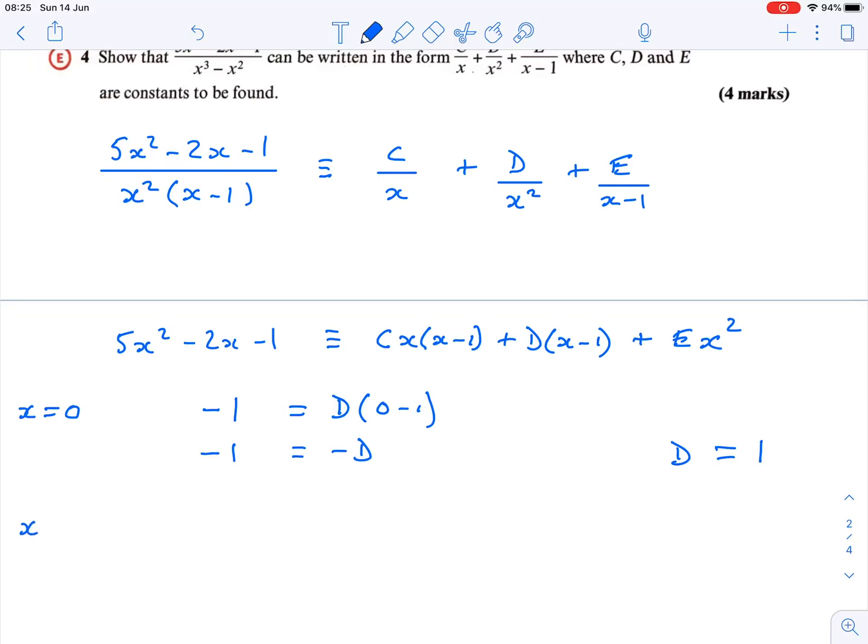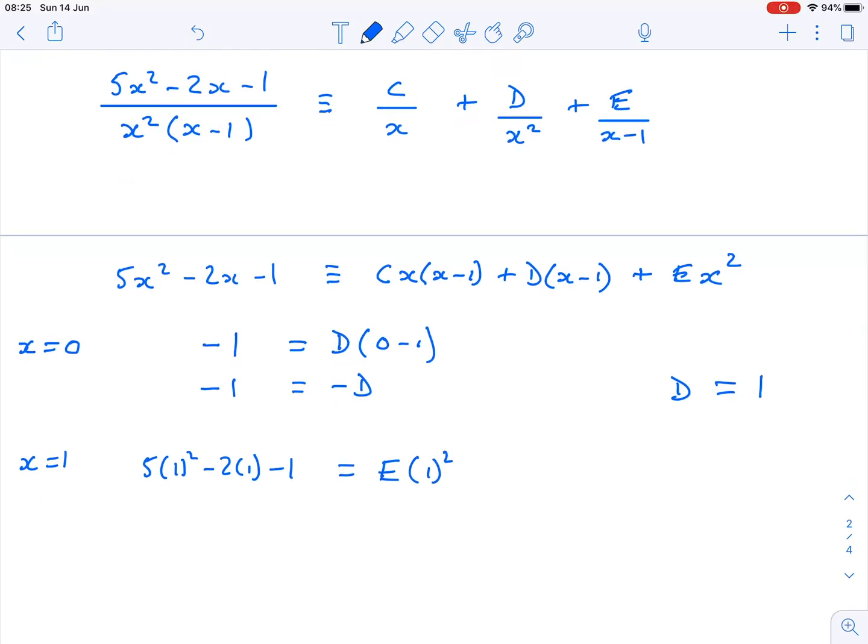Now we're going to let x equal 1 to make the x minus 1 bracket 0. So what does that give us? 5 times 1 squared minus 2 times 1 minus 1 is equal to, and the c term and the d term will come to 0, and we'll just be left with the e like that. So we've got 5 minus 2 minus 1 is 2, and this is equal to e, 1e. So there's the answer for that one. e is equal to 2.